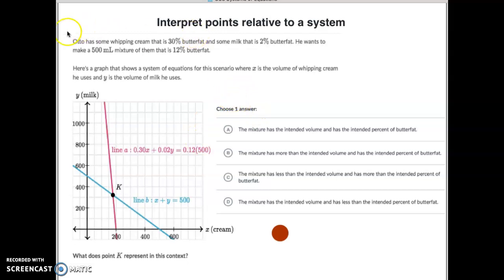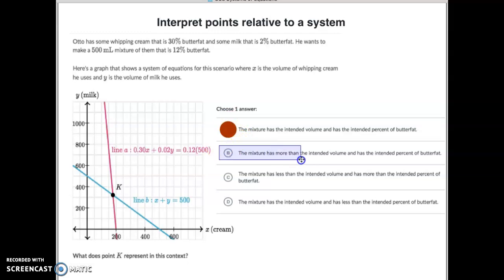So this one, Otto has some whipping cream that is 30% butter fat, and he's got some milk that's 2% butter fat, and he wants to make 500 liters of a mixture that's 12% butter fat. That's all great, said and done. Basically, he wants to know when the two things are going to be the intended amount or the same. So choose one answer. Answer A: the mixture has the intended volume. That's good. And has the intended butterfat. Well, that's good. I'm going to put my little dot right there because that one is going to have to be the answer. But we're going to go through the next ones to let you know why.